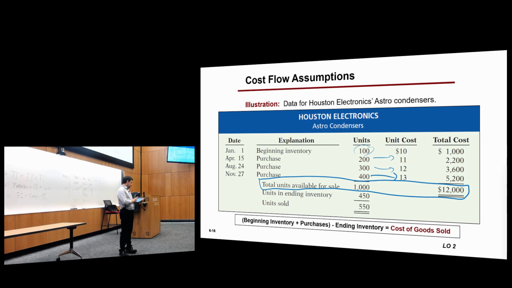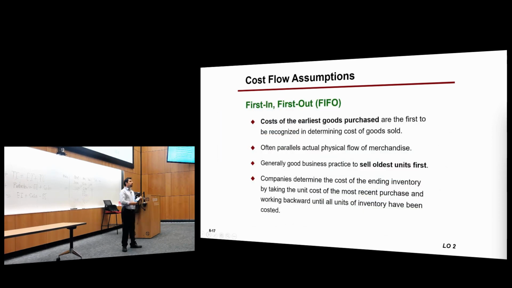In this case, a physical count of inventory at the end of the year showed that they had 450. So the value of inventory will be the value of 450 units. The cost of goods sold will be the cost of 550 units sold. Okay? We start with FIFO.